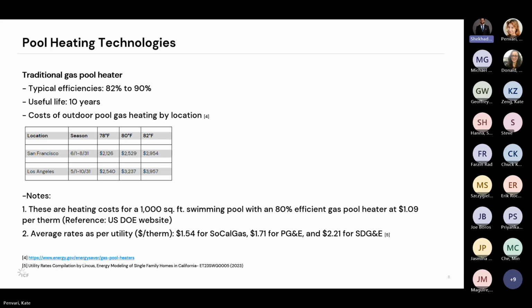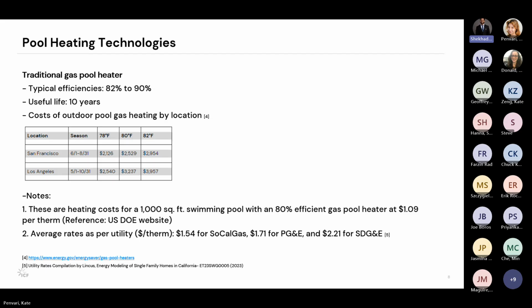This slide summarizes that gas pool heaters are the baseline technology, and they are ideal for heating pools with a large volume of water quickly. And as I said before, there are certain factors that affect sizing of pool heaters, which include pool water set point, average temperature of the coldest month in the season, and pool surface area.